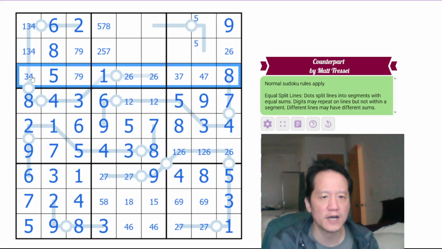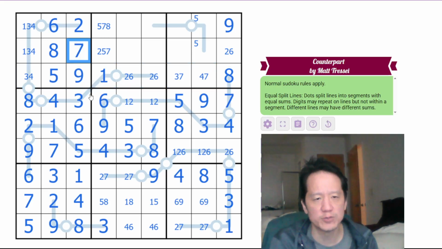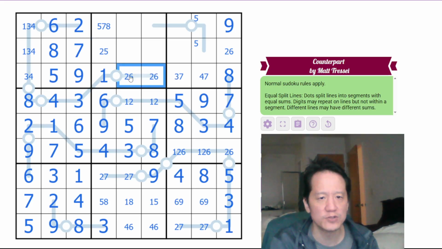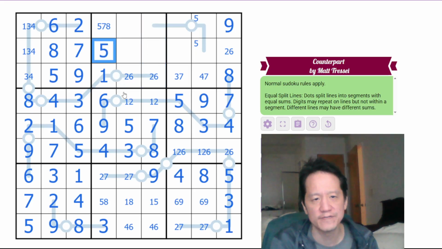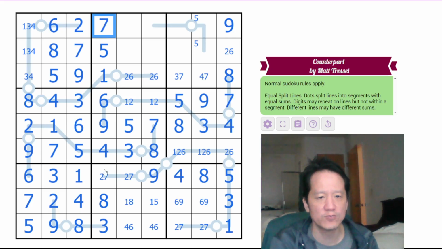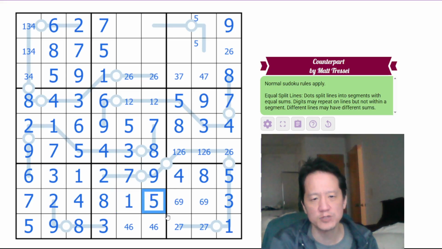Where is the 9 in row 3? It only can be here. So this is 9, which makes that 7. This can't be 7. This can't be 2 because of the 2, 6 pair in the box. So this can't be 2, which makes that a 5. That 5 means this has to be 8. This can't be 5 or 8, so this must be a 7, which makes this a 2, which makes that a 7. This 8 makes that a 1, which makes that a 5.